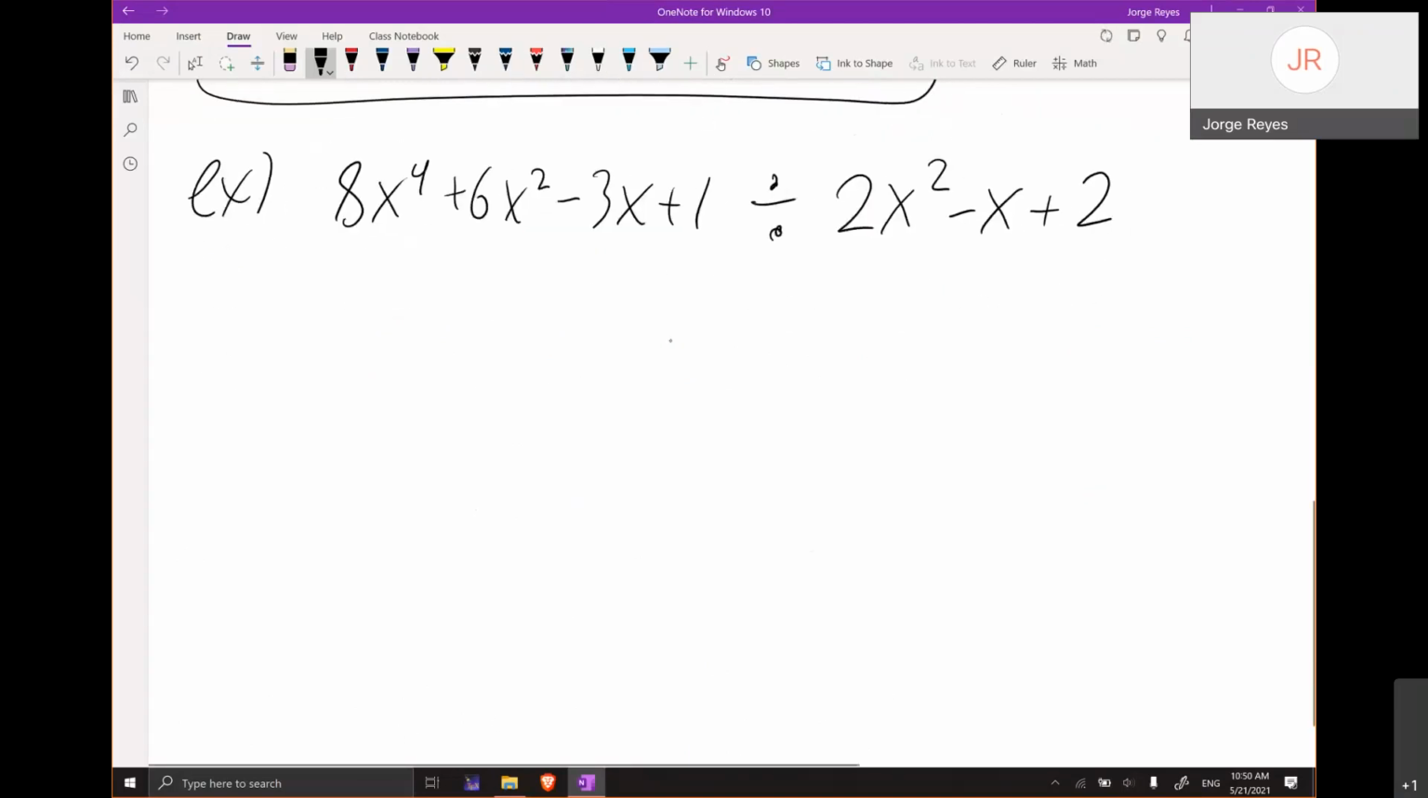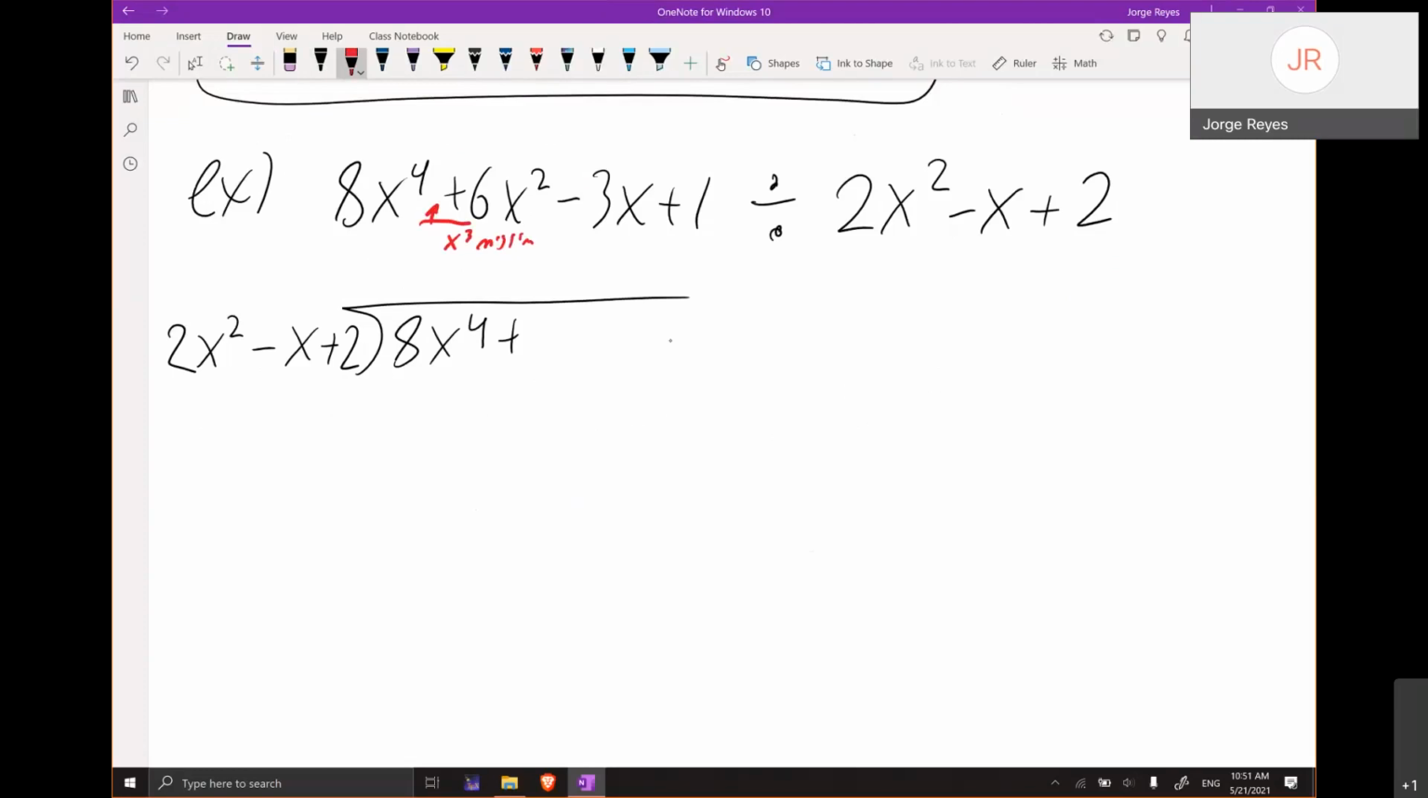Okay, so 2x squared minus x plus 2, 8x to the 4th plus, and so a big deal, guys, something to notice, is that x cubed is missing, right? There is no x cubed term. And like a pro tip is if you're missing terms, I would definitely advise just put a 0x cubed there before you accidentally make a sloppy mistake, okay? So then 6x squared minus 3x plus 1.